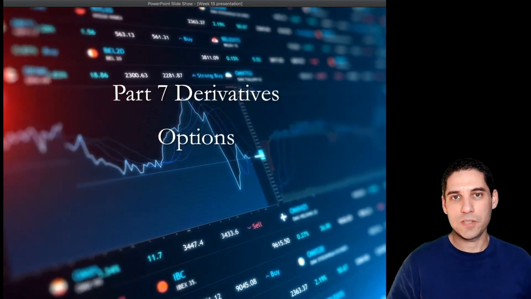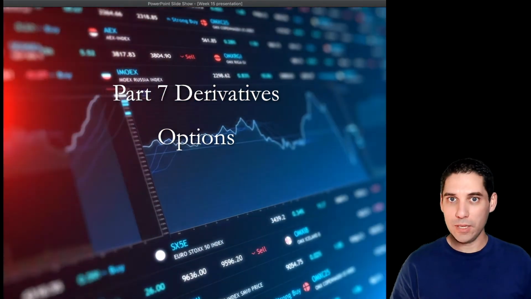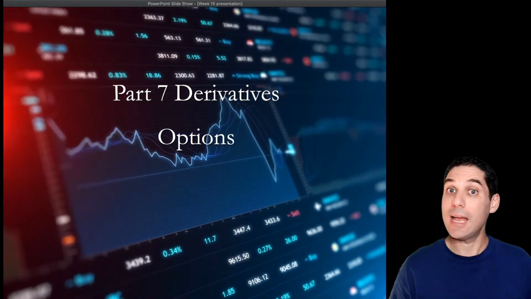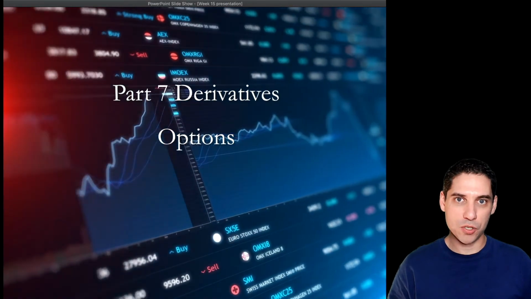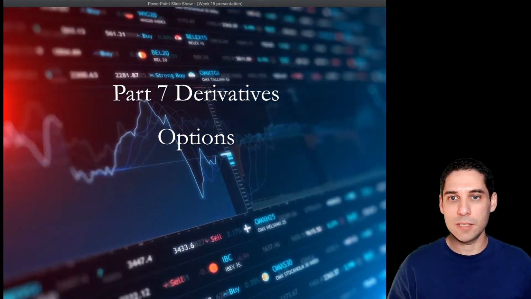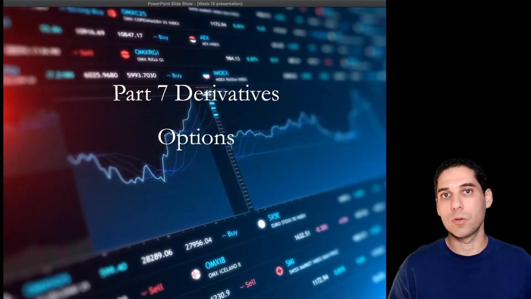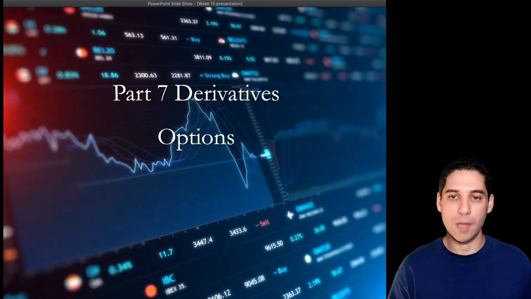So far this semester, we've covered two main types of financial instruments: equity, so ownership interest in companies, and debt. Now we're going to cover very briefly a third type of financial instrument that's very important, and that's derivatives. We're going to start derivatives with option contracts, and then we're going to talk about futures and forwards, which are very similar. All right, so let's start with options.